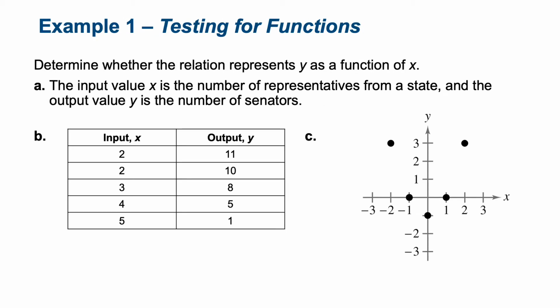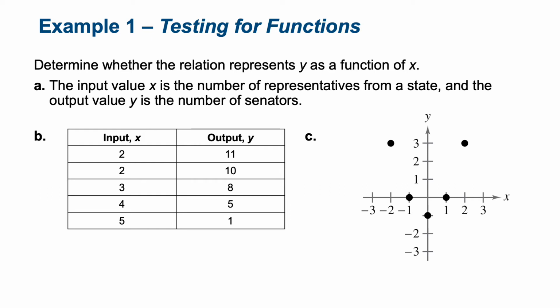So let's look at this. Let's determine if this relation represents y as a function of x. So x is the number of representatives from a state, and the output y is the number of senators. Oh wait, this is different. Oh yeah, this is a different case, sorry. So the number of representatives from a state is the input, and the output y is the number of senators. So let's look into this.